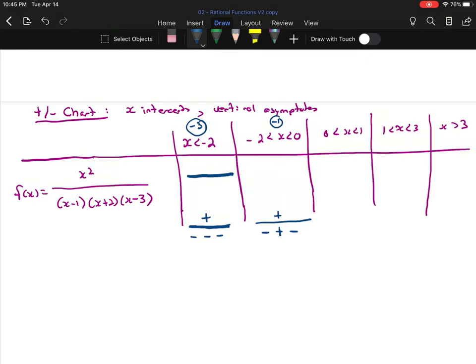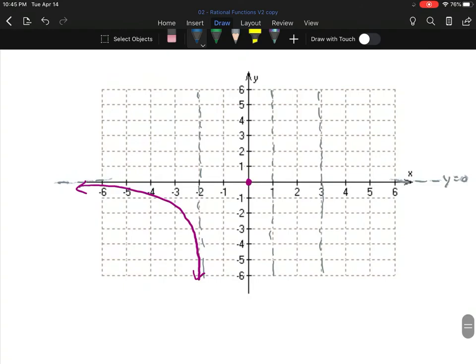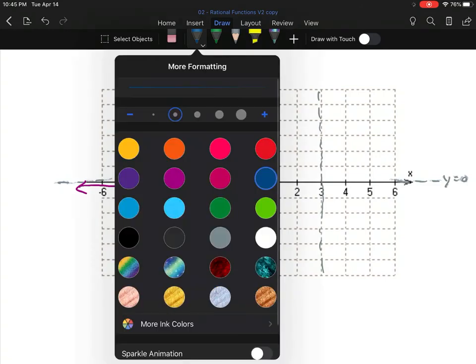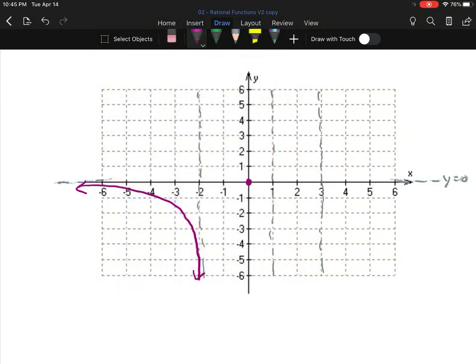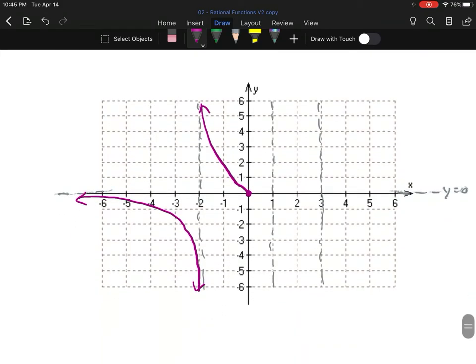A negative times a positive is negative, times another negative is positive. So I'm actually going to get positive over positive here. In this section, between negative 2 and 0, the function is going to be positive. Back to here. Between negative 2 and 0, it's got to be positive. Well, if it's going to be positive and approach this asymptote, it's got to look something like this. See? The positive negative chart just completely demystifies everything and tells you exactly where to draw the function.